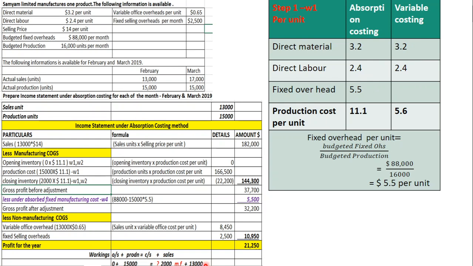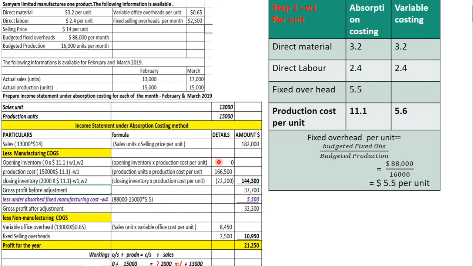And closing stock, we just found the missing figure, 2,000. You put it here and then you multiply with the production cost per unit and you get your answers as this. You don't have opening inventory, this is your production cost, and this is the closing inventory. That I put in bracket because we need to subtract it.